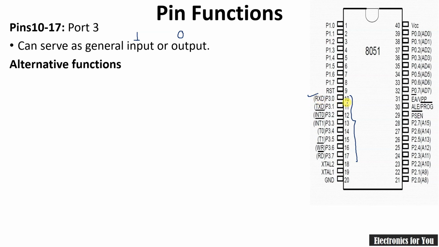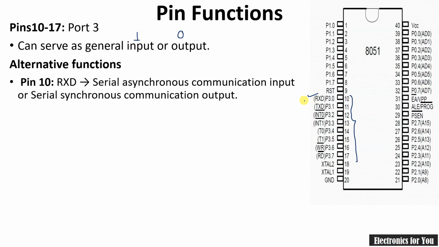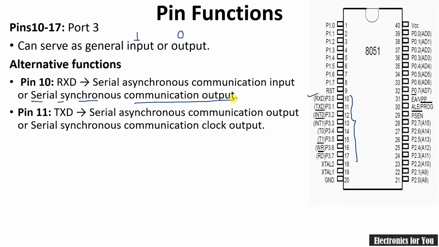The first is pin number 10, which is RxD. RxD stands for receive data serially. So it is the serial asynchronous communication input, or we can say the serial synchronous communication output. Now pin number 11 works as TxD, transmit data, that is, it works as the transmitter for the 8051 microcontroller. We can say that the RxD and TxD pins combined perform the transmission or reception for serial communication.